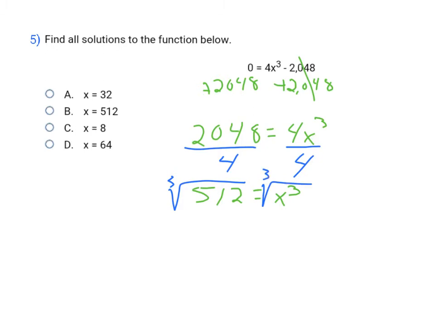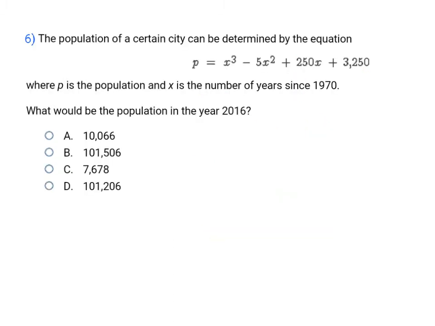And then you just take the cube root of both sides. Because it's an odd root, I do not add in plus or minus. You only do that for even roots. And so when I do that, I get 8. So here, x equals 8, which is letter C.